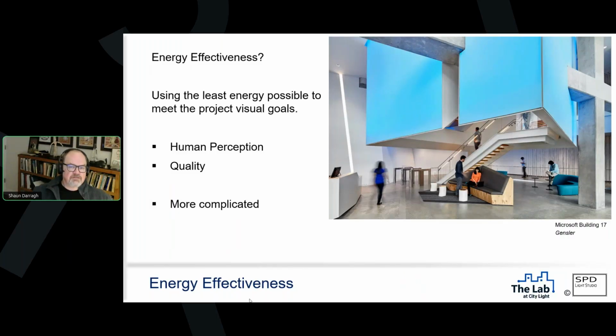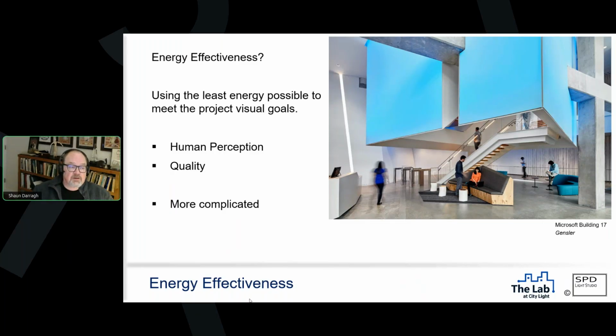And the idea of energy effectiveness is not that we want to be profligate in our use of energy. That's exactly the opposite of what we want. But we want to use the least energy possible to meet visual goals, to get those critical perception tasks completed that we want to have, and to do it in a way that really is all about the quality of the light and the quality of the experience.